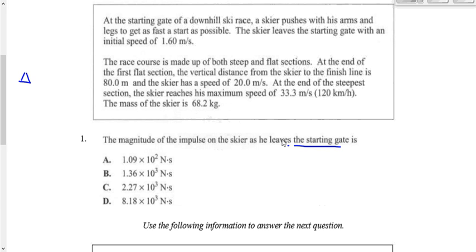As the skier leaves the gate, we know that his impulse is equal to F times t, but also m times delta v. His mass is 68.2 kilograms. And his delta v is what? Well, I said his final velocity as he leaves the gate is 1.6. And I said his initial velocity was 0. But doesn't it say here his initial speed is 1.6? So what's the deal there? Why am I going against what it says there?